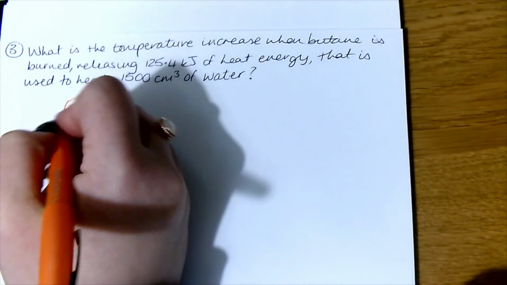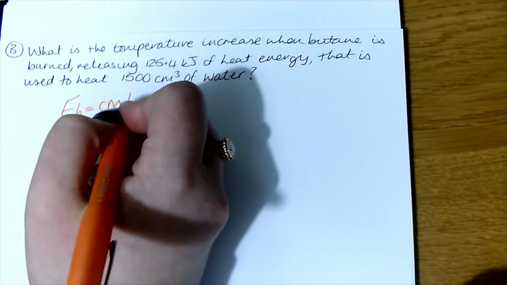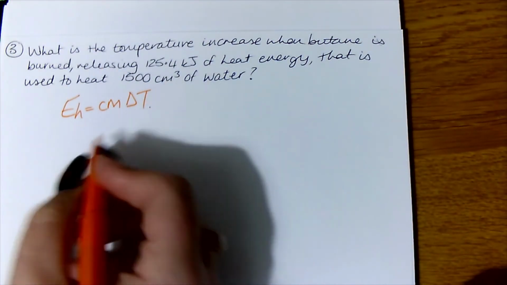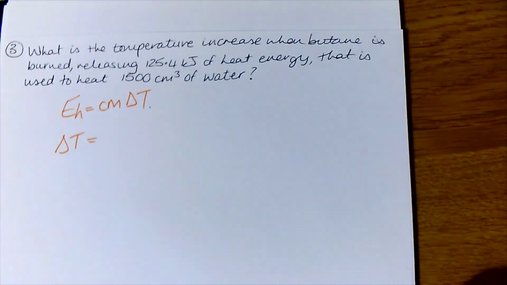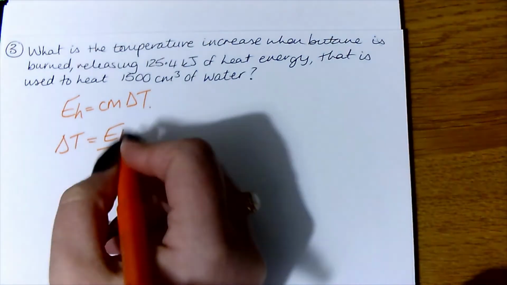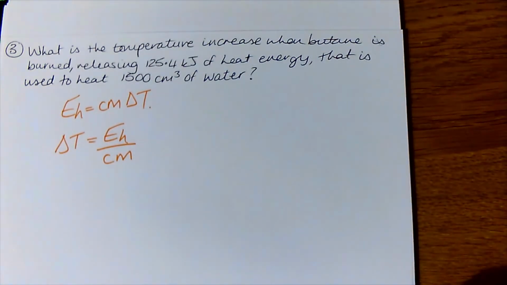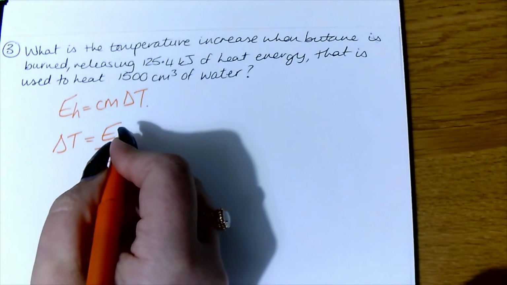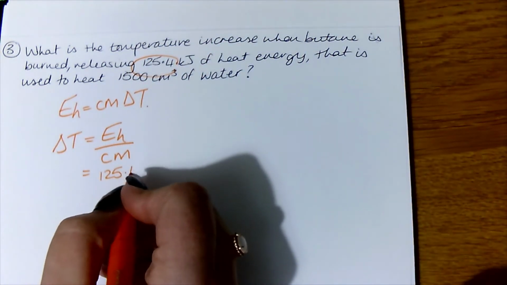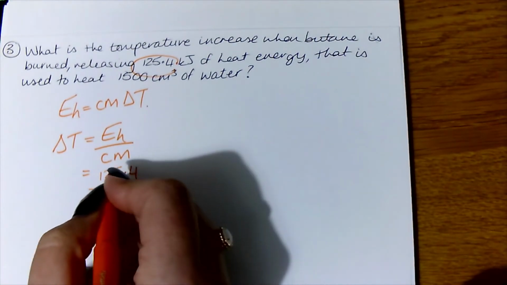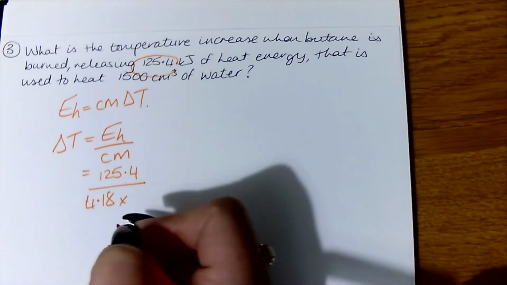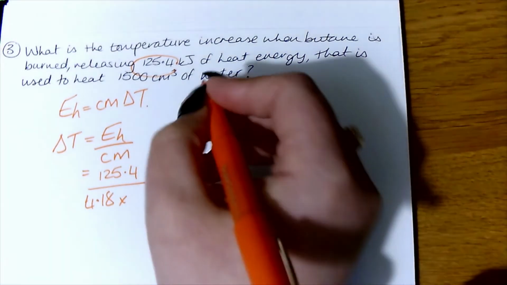Again, our first step must be writing down our formula. Except this time we have to manipulate our formula. So this time we're interested in delta T. So we have delta T equals energy released over Cm. Energy released comes straight from the question. So we can substitute that figure in, 125.4 kilojoules. The specific heat capacity of water we know to be 4.18. And all we need to do is work out the mass of water used.